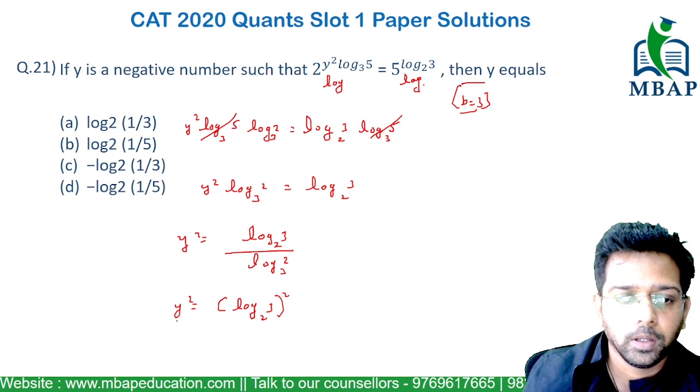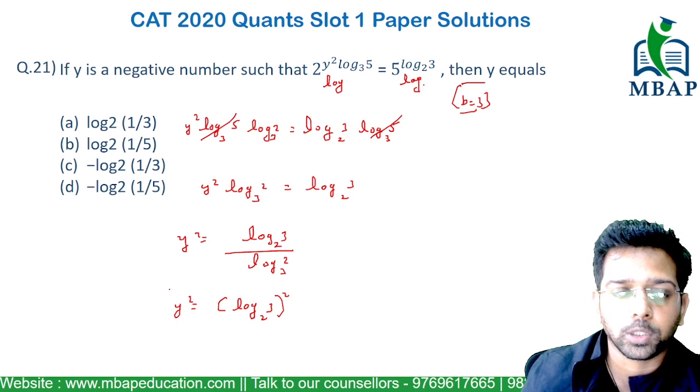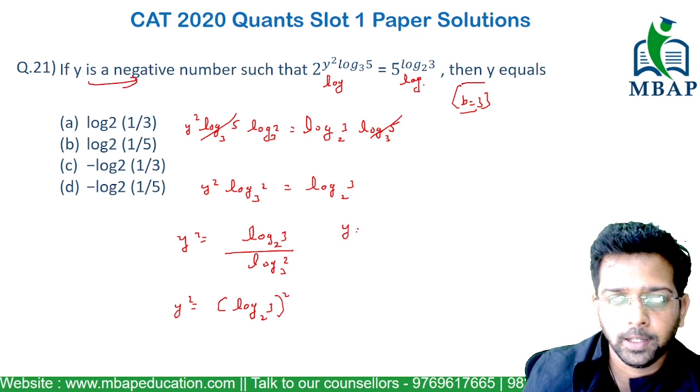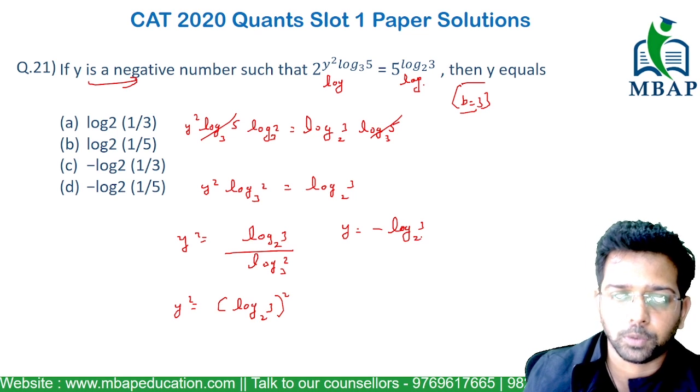Now, obviously, if you take the roots on both the sides, you need to consider that y is a negative number. So very easily, you'll find that y is equal to minus of log 3 to the base 2.